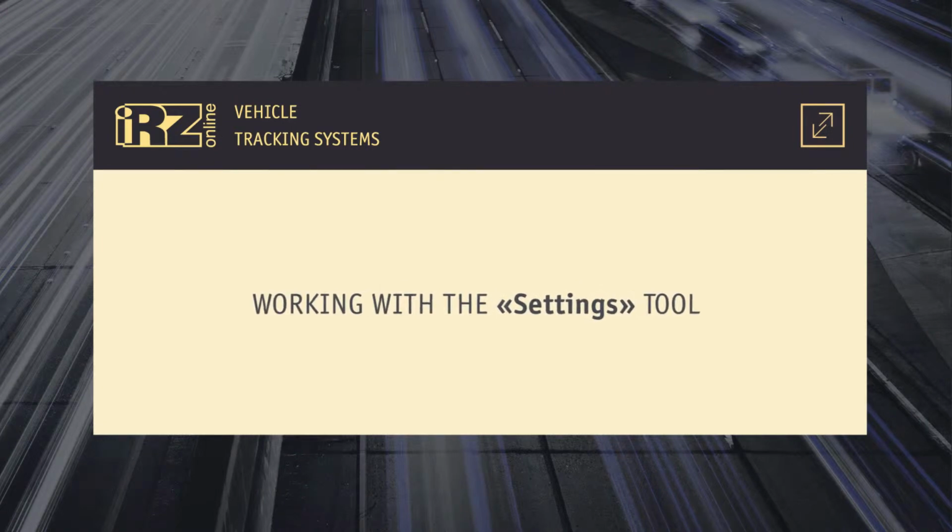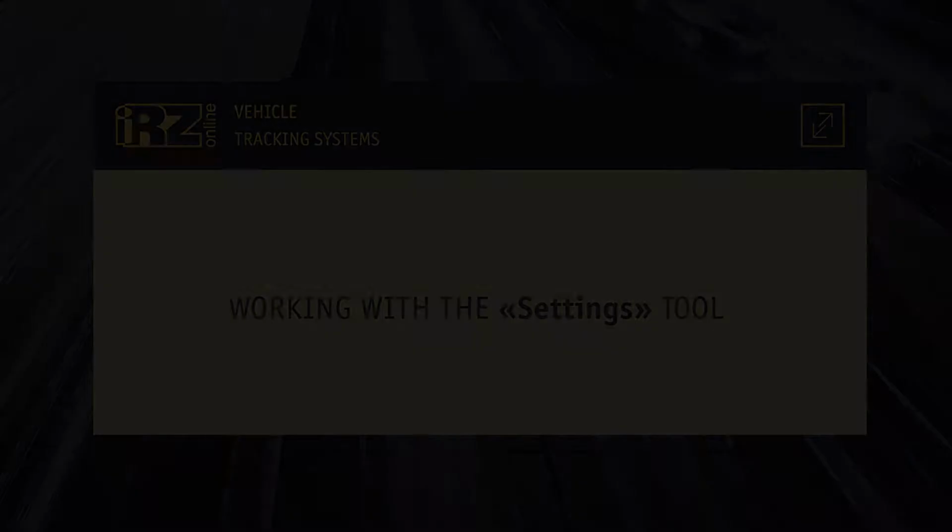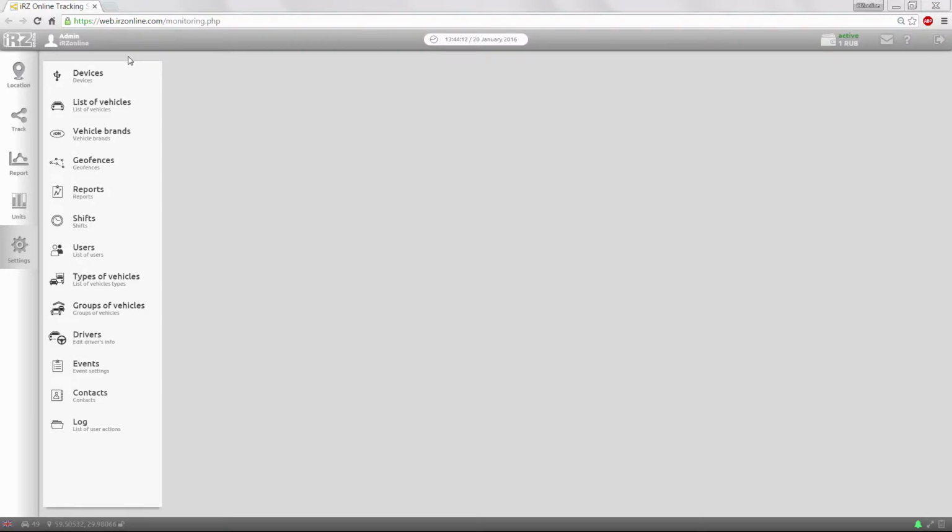This video will introduce the Settings tool. This tab contains 13 sections. Working with sections, devices, list of vehicles, reports and events has been covered in previous videos. Let's take a closer look at other sections.